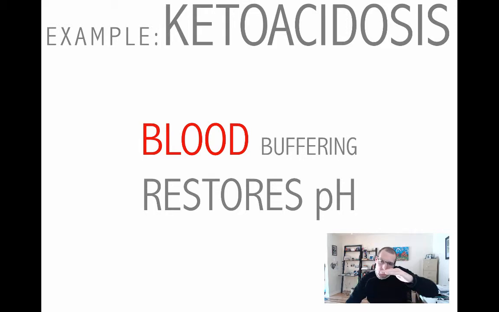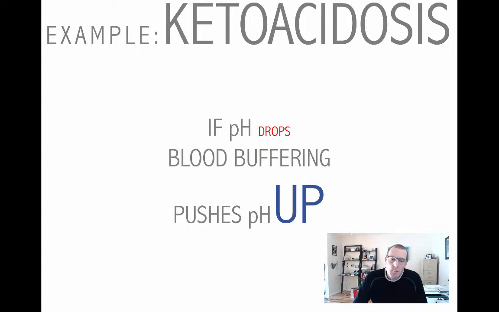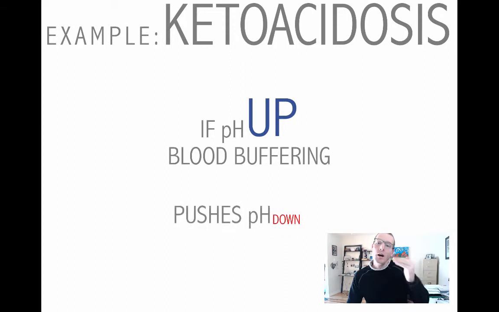If this is 7.62 and the pH goes down a little bit, then the blood buffering system brings it back up, and if it goes up a little bit too high, the blood buffering system pushes it back down. To summarize, if pH drops, say from 7.6 to maybe 7.5, blood buffering pushes the pH back up, so the number gets bigger, up to 7.6. If the pH goes up, to 7.7 or 7.75, the blood buffering system pushes the pH back down again.